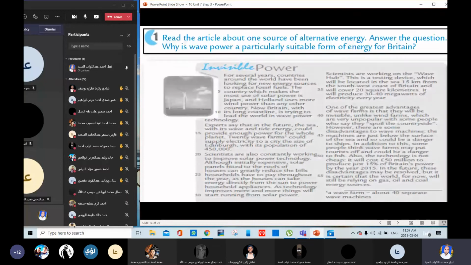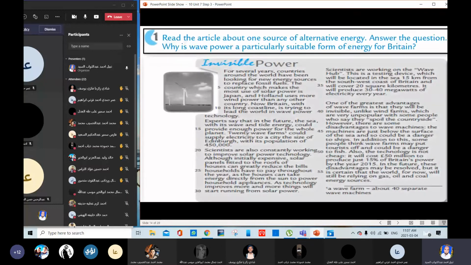Now, you are going to read an article, and the title is Invisible Power. Read the article about one source of alternative energy. Answer the question. Why is wave power a particularly suitable form of energy for Britain? So, what is the article about? From the question and the title, what is the article about?